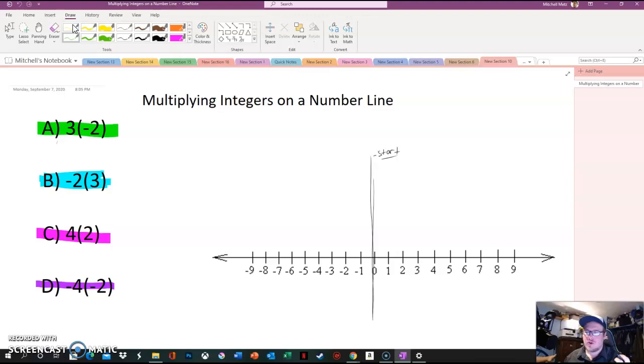In this tutorial I'm going to show you 4 different problems, and they're going to be color coded. When you're multiplying on a number line, you always have to start at 0. If you notice the line drawn right here at 0, this is the start. This is where we're going to start when we're doing any of these problems.